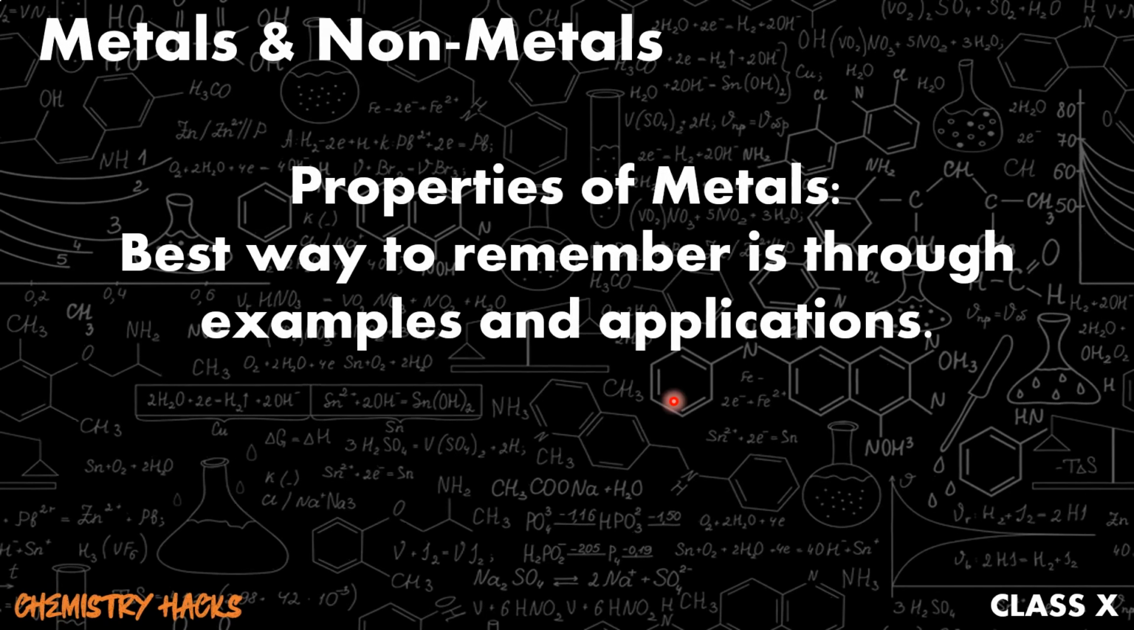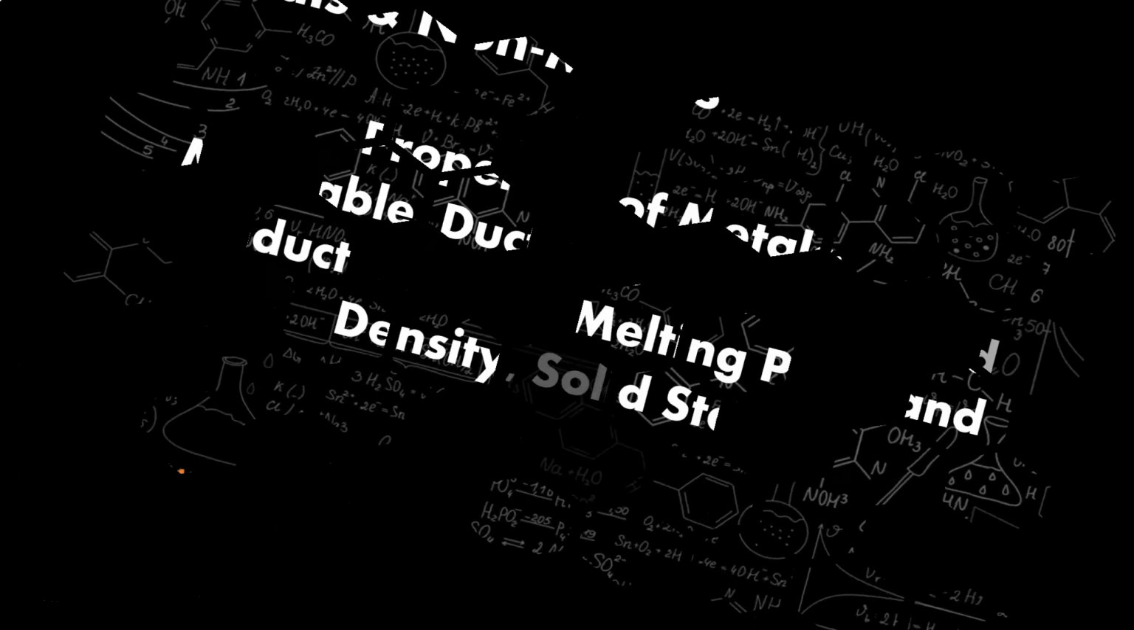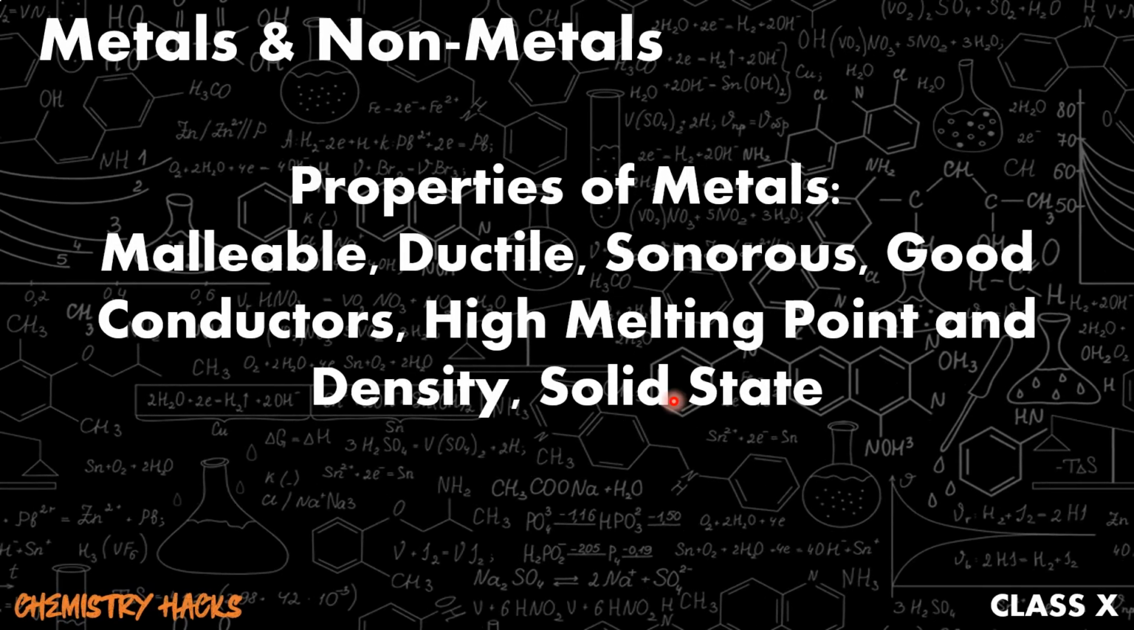Next, properties of metals. There are a lot of properties that are difficult to remember, so the easiest way to remember these is through examples and applications, real life applications, that is. And there's also a few shortcuts. These are all of the properties of metals that you need to know about: malleable, ductile, sonorous, good conductors, high melting point, and high density, and they are in the solid state.